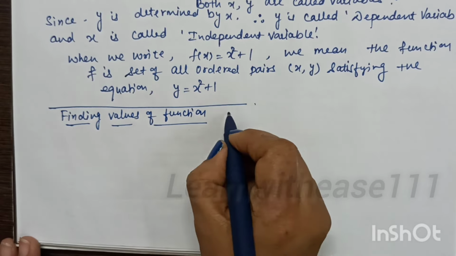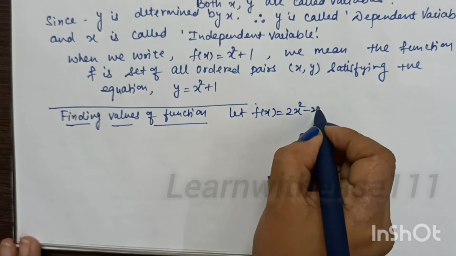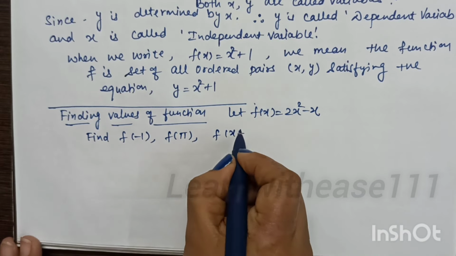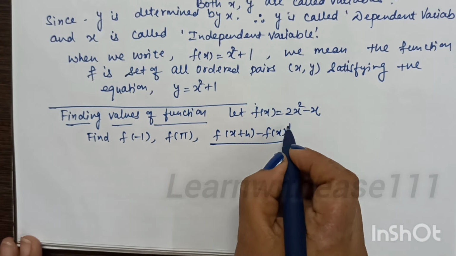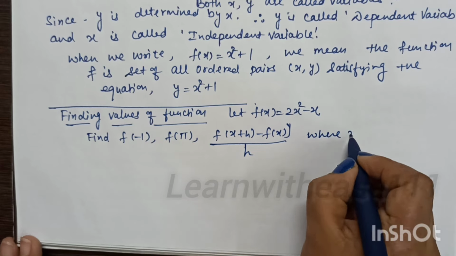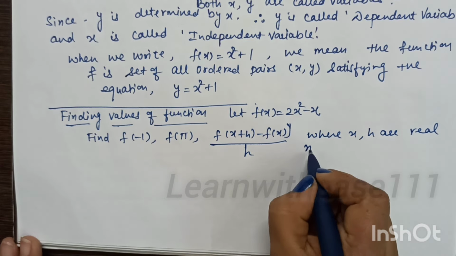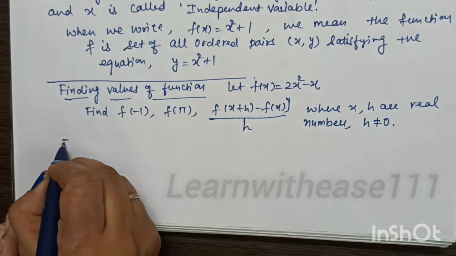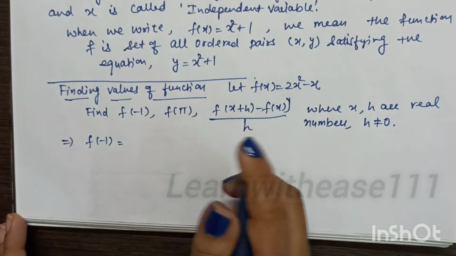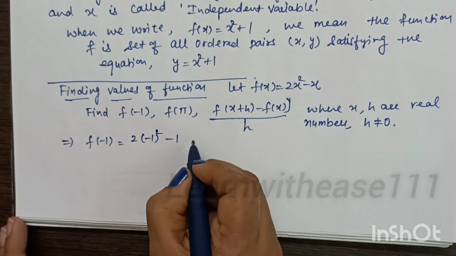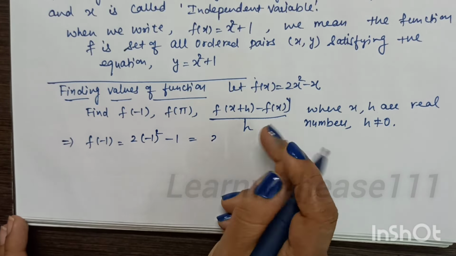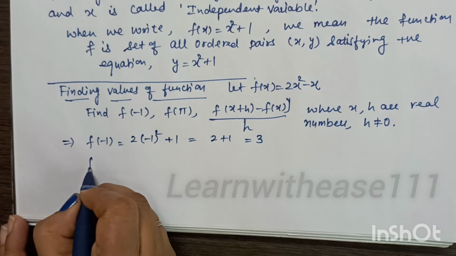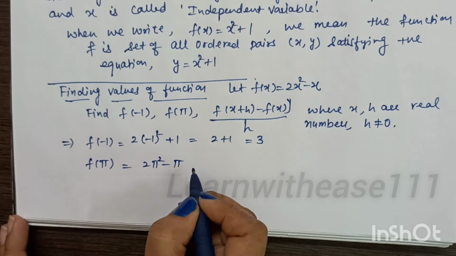So next is how we find values of the function. This is a very easy part. Suppose the function is given to us, let f(x) is equal to 2x square minus x, and we need to find the values f of minus 1, f of pi, and f of x plus h minus f(x) upon h. h here is non-zero, x and h are real numbers. So this is simple substitution in place of x. f of minus 1 means substitute x is equal to minus 1 in the function and get the value of y. So in this case it's 3.